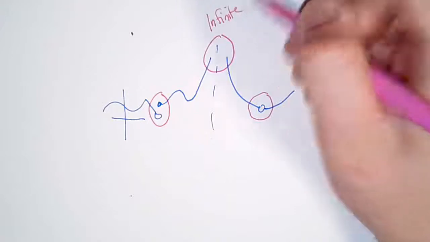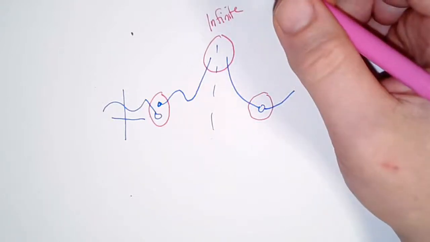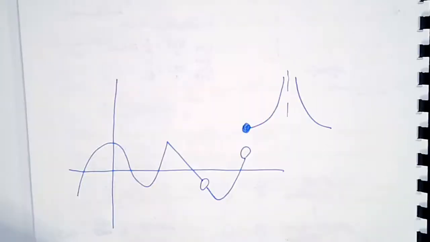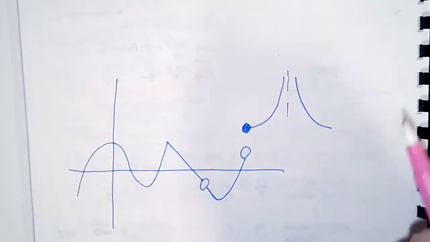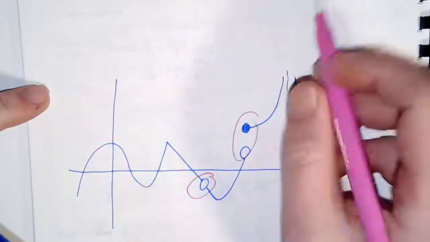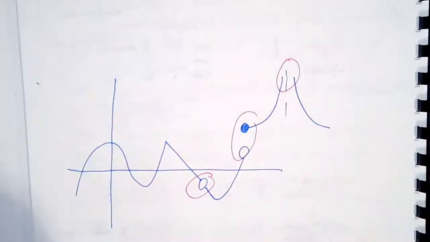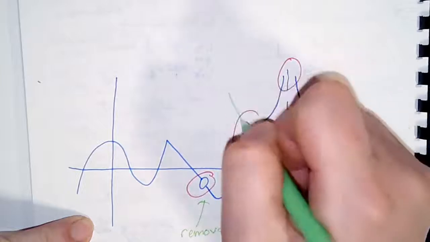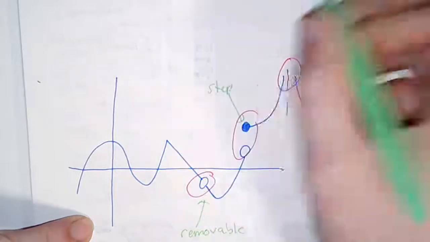I should have just wrote on the packet, shouldn't I? I'll remember that next time. They are infinite. Why don't I pause this and fix that? Hold on. And look at that, skadoosh, just like that. We have three discontinuities on this picture. Here, here, and here. Those discontinuities are known as removable, step, and infinite.